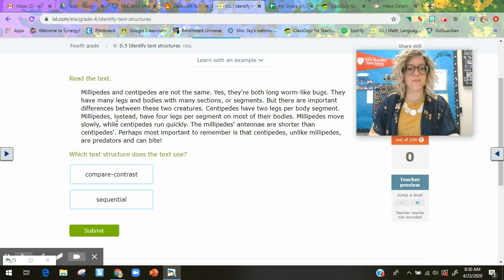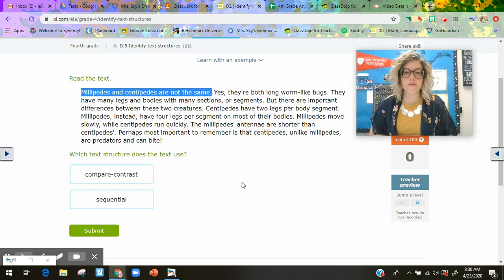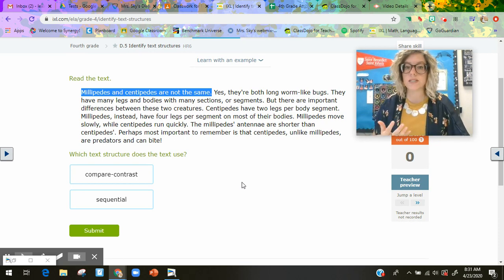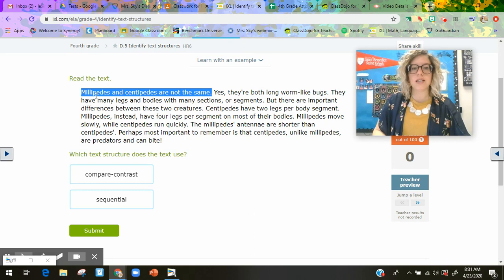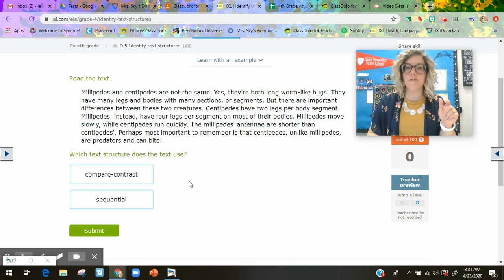Millipedes and centipedes are not the same. All right, so right away, I'm noticing this first sentence. The very first sentence in a paragraph is usually called your topic sentence, which tells the reader what's coming. So right away, I'm noticing millipedes and centipedes are not the same. I'm noticing that they're probably going to compare two different things and tell me how they're the same and how they're different. So right away, I'm going to lean towards compare and contrast, but I am not going to check that box until I have read everything.